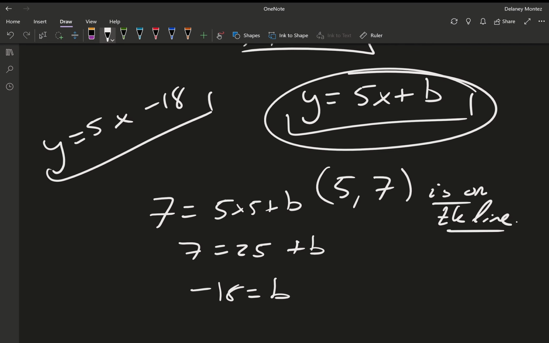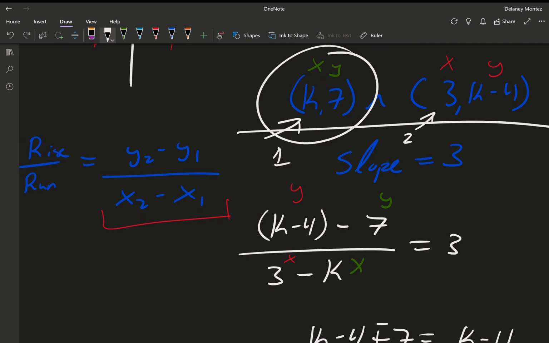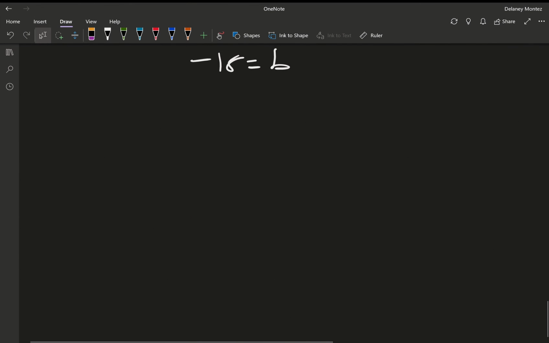So this line here has those 2 points up here that were given to us, right? So that's just an easy way to check your work, or if they were to ask you another question like that.